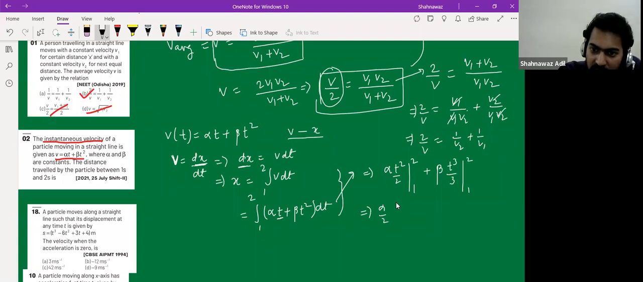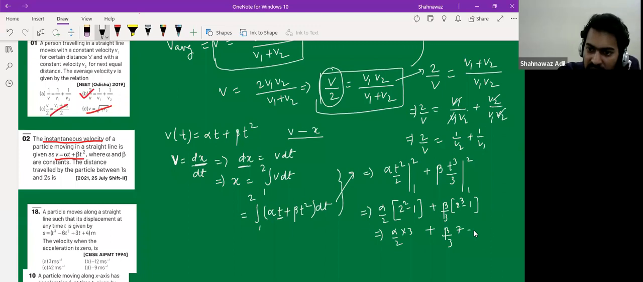Alpha by 2. And when we plug in the upper and lower limit, so this will be what? 2 square minus 1. And this will be what? 2 cube minus 1. Right. So this will be what? Alpha by 2. This is 3. Okay. And beta by 3. This is 7. So this is what? 3 alpha by 2 plus 7 beta by 3.